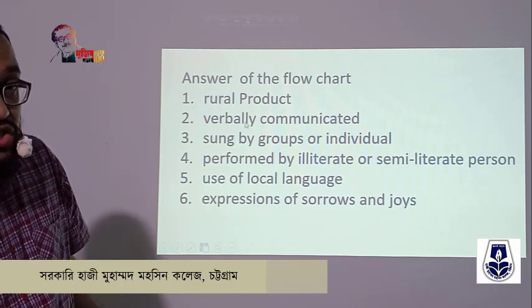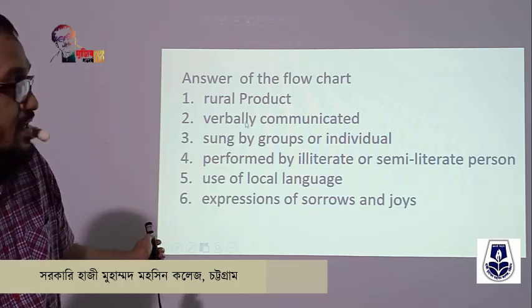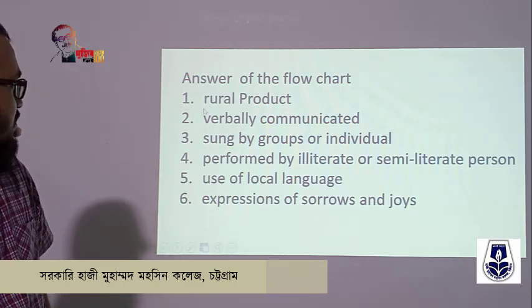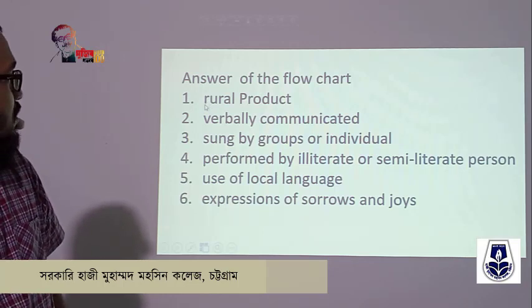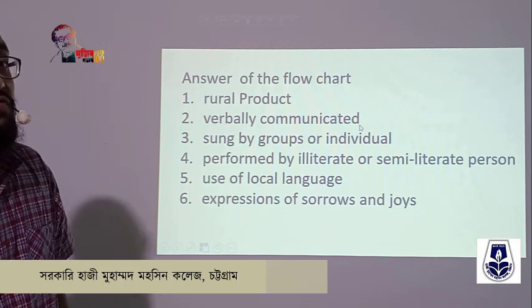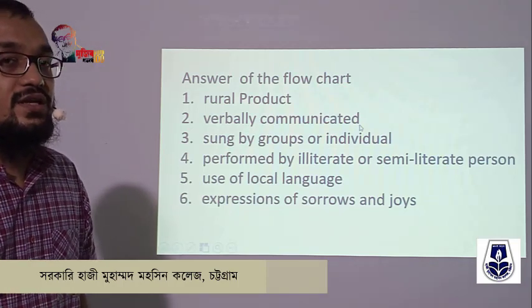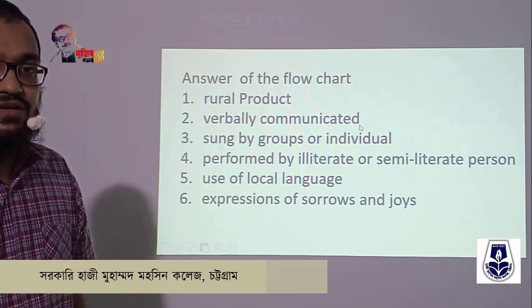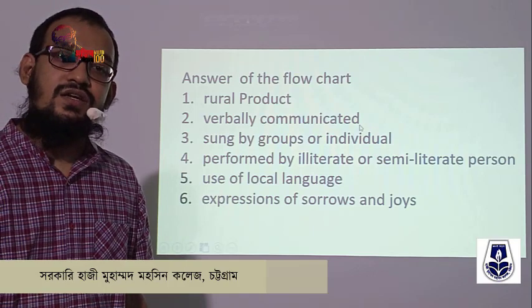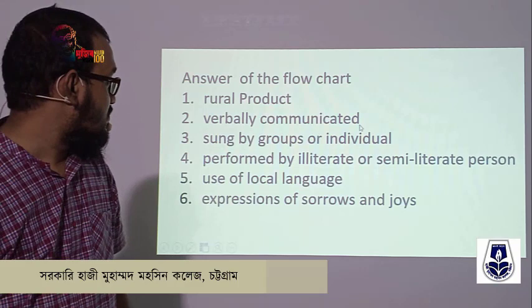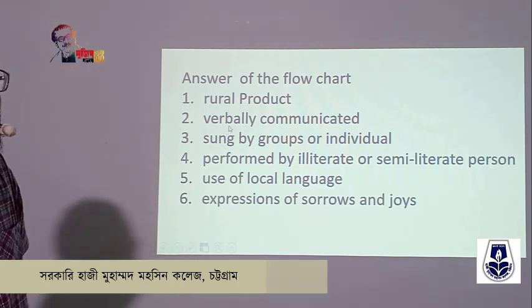Another thing: in the question, I made a mistake in that I wrote the first letter in capital. You don't use a capital letter. So the first one is rural product. Then folk music is verbally communicated. I cannot write "folk music is verbally communicated." Rather, I will write "verbally communicated," because in the question it is mentioned what we are writing about: folk music and its characteristics. The subject is in the question, so we don't need to mention the subject here.